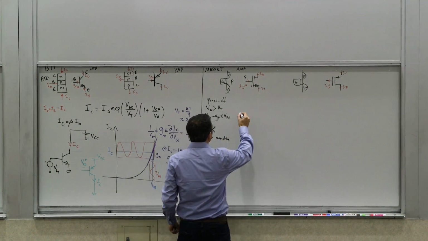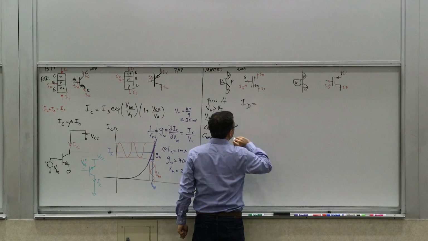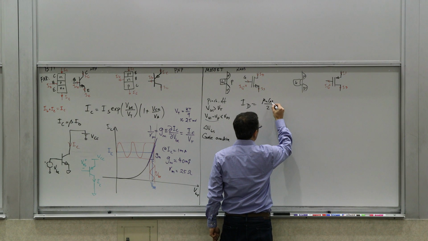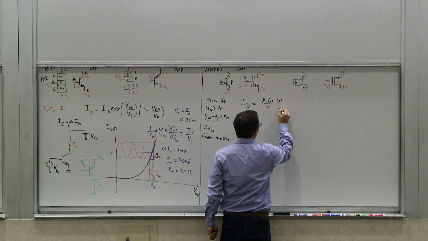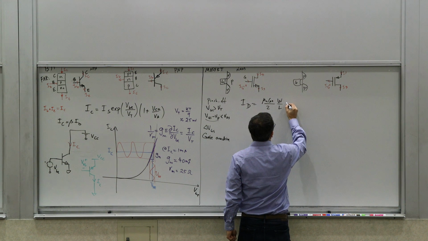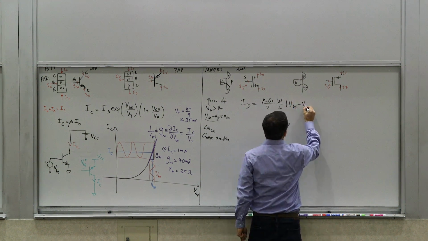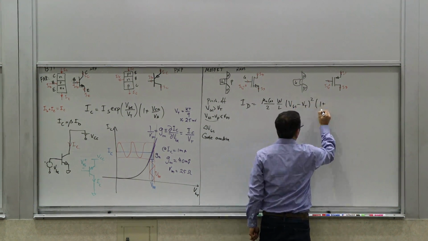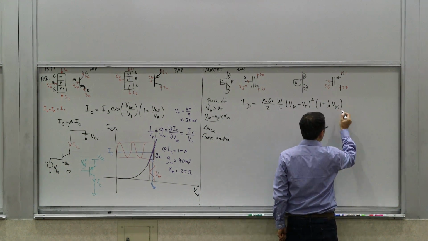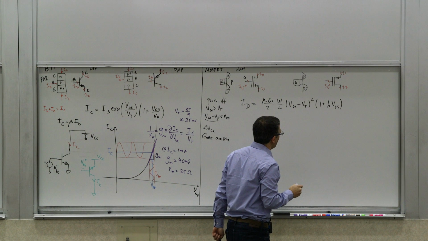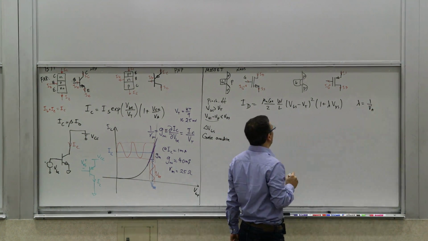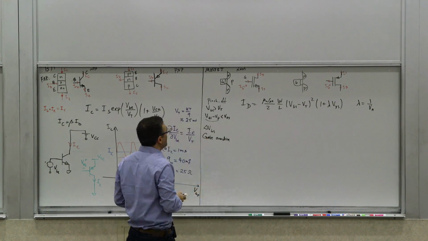So in pinch-off, the current of the transistor is given by what? We derived these equations: μn Cox over 2, W over L, and I will talk about W over L again quickly, VGS minus VT squared. If you want to take the channel length modulation into account, times (1 plus λVDS), or you could write it as VDS over VA, some Early voltage. So λ is 1 over VA.